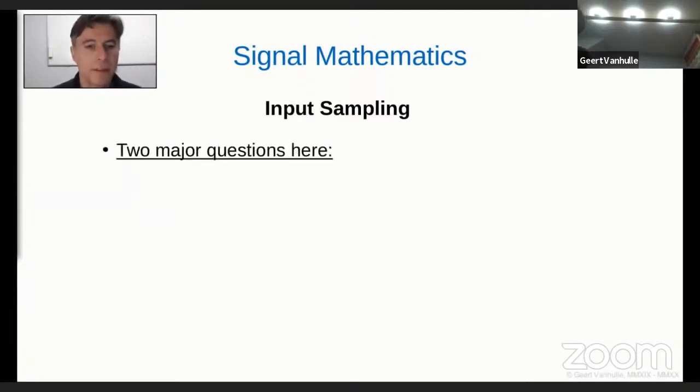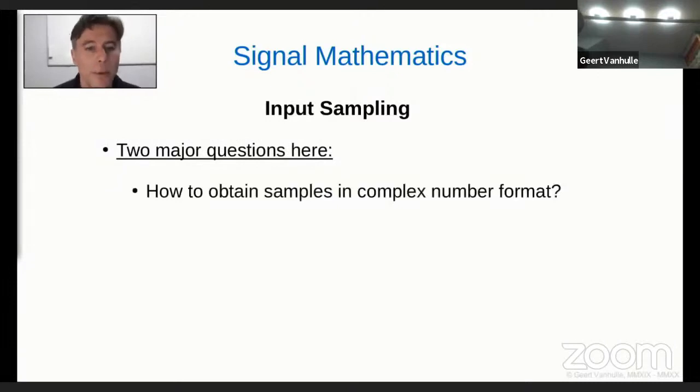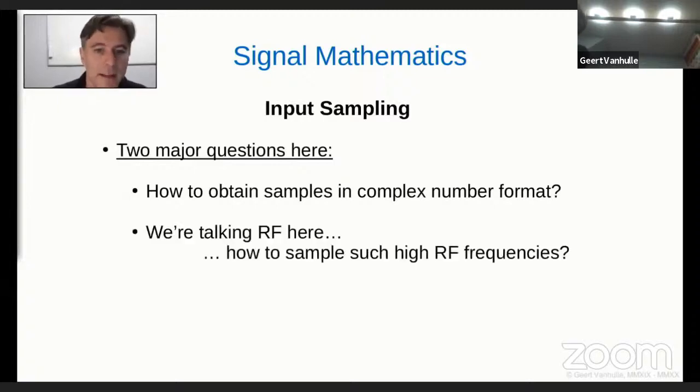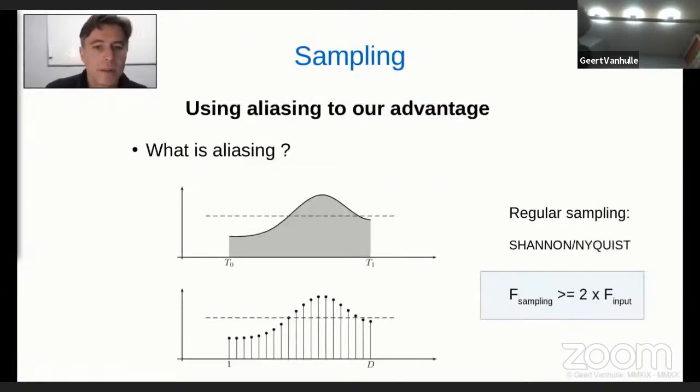Now this leaves us with two major questions. First of all, how do we obtain samples in a complex number format? And the second thing is, we're talking about radio frequencies here. We're talking about hundreds of megahertz or gigahertz. So how are we going to sample these high frequencies? To answer these questions, we will use aliasing to our advantage.